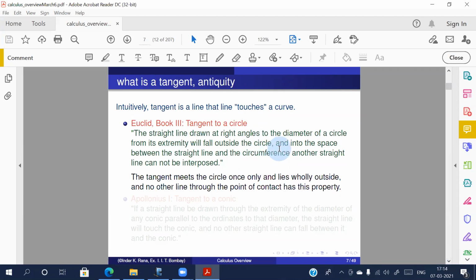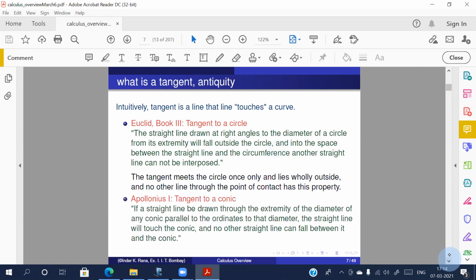Apollonius was the next one who extended these ideas to conics. So from the circle, he went to conics. Essentially the same idea of touching, but he says it is a straight line drawn through the extremity of the diameter of any conic, parallel to the ordinates of the diameter. The straight line will touch the conic, and no other straight line can fall in between the conic and that line.